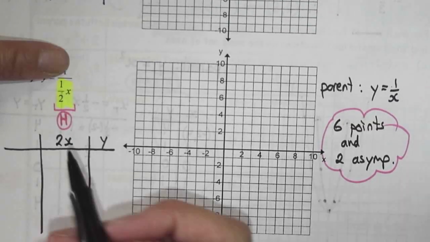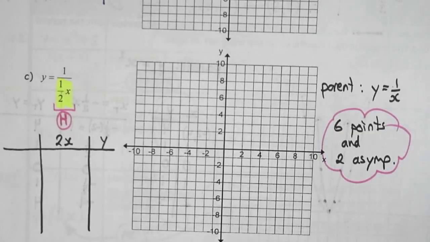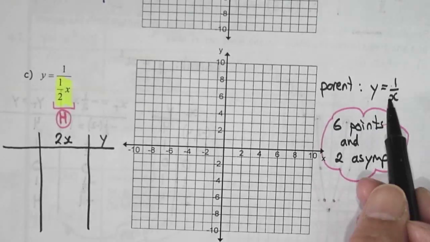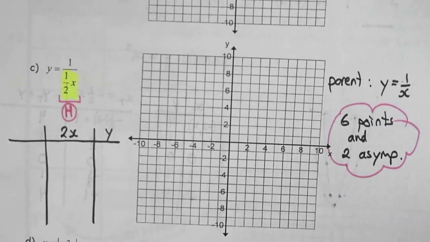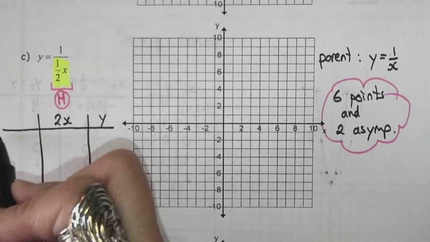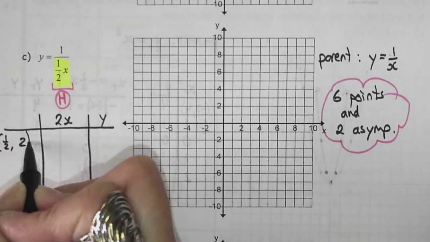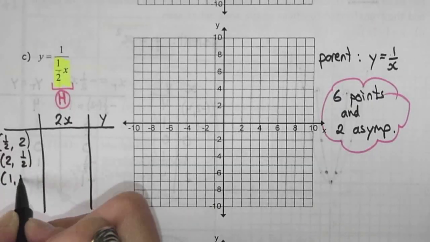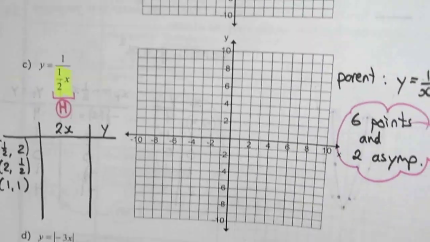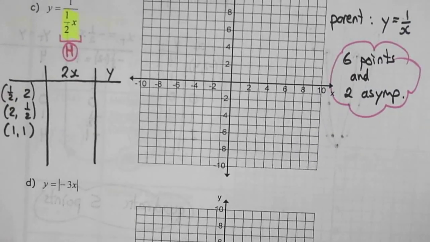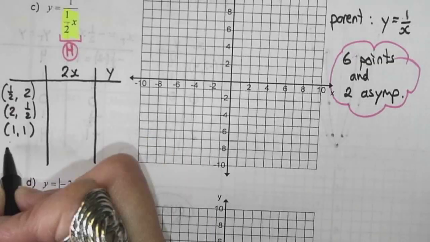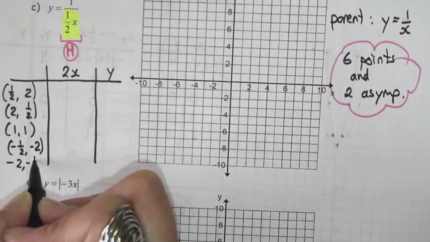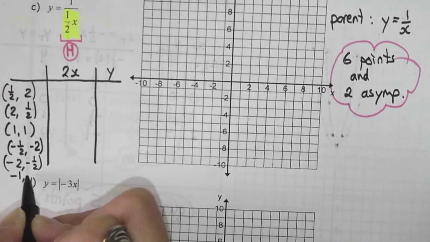Horizontal, yes. That's a horizontal transformation. So whatever's with the x is horizontal. So that's a horizontal transformation. 1 over is the parent. So that's where we're getting our original points from. So the original points that I want to transform are 1/2 is 2. Okay? 2 becomes 1/2. 1 is 1. Then I also want negative 1/2 is negative 2. Negative 2 is negative 1/2. And negative 1 is negative 1.